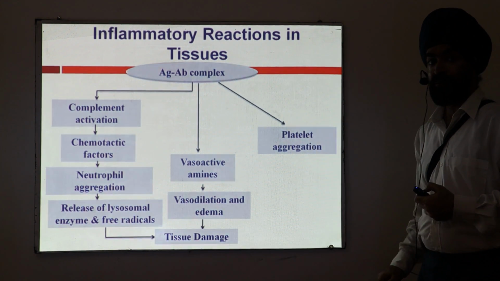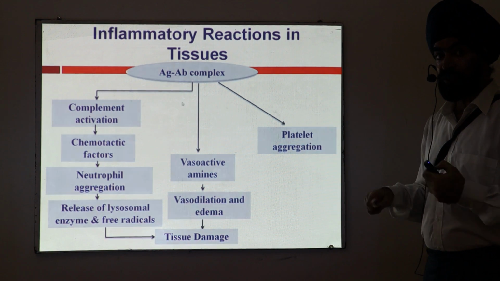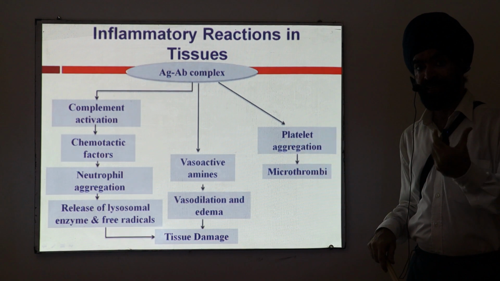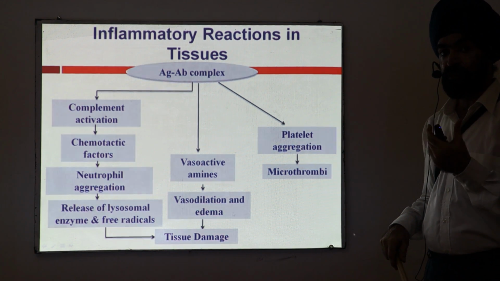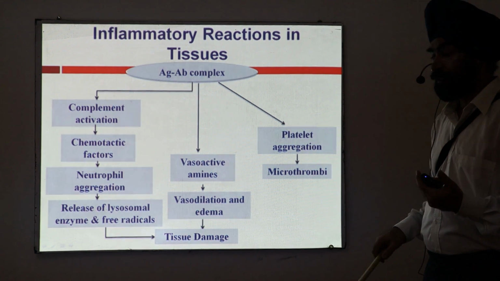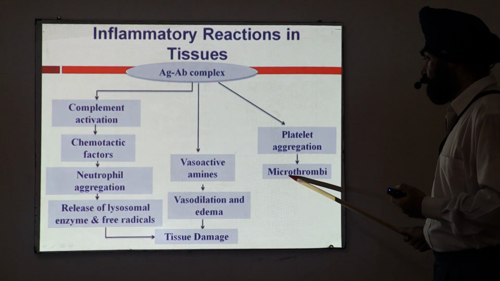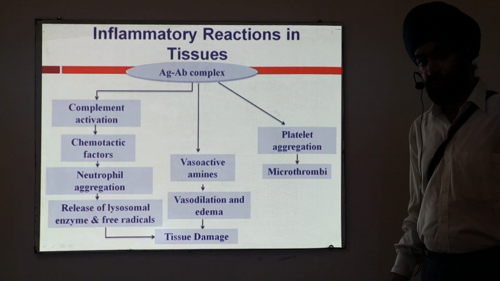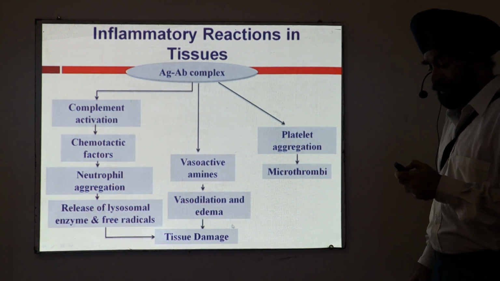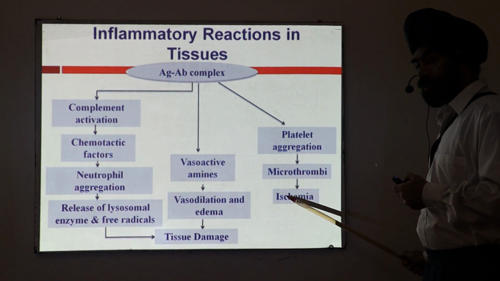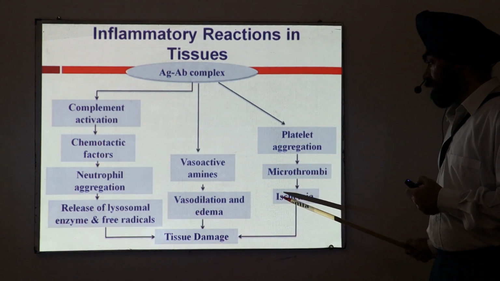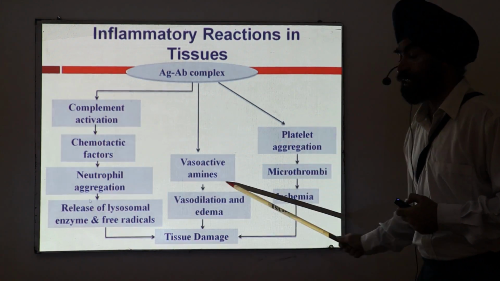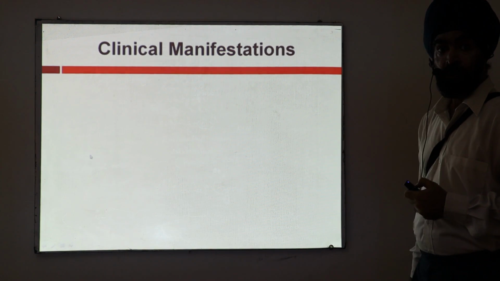Then this antigen-antibody complex may produce aggregation of the platelets. If the platelets start aggregating, they can block small capillaries. So they can lead to microthrombi, micro meaning small, thrombi meaning aggregation of platelets, so that blood is not moving in the capillaries. So microthrombi will produce ischemia, and ischemia, you know, produces tissue damage. So you can say there is a widespread effect of this kind of deposition.